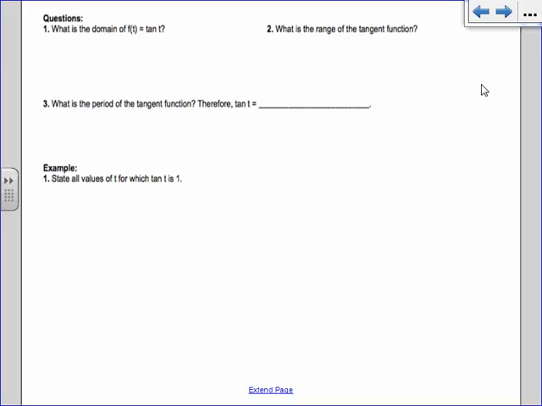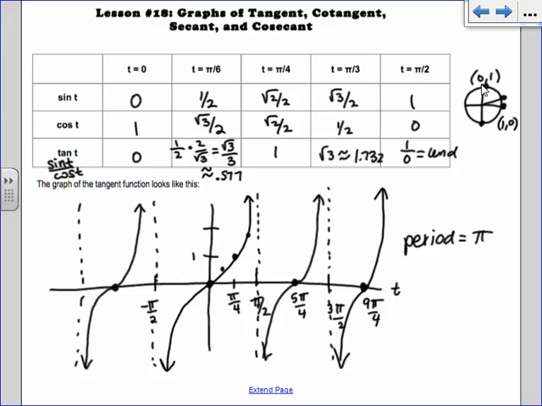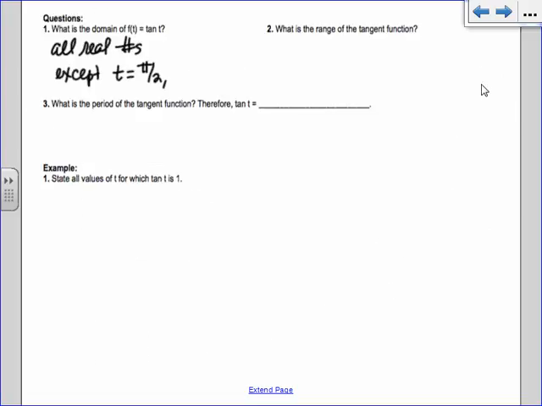So the domain of tangent ends up being everything except those vertical asymptotes. The domain is all real numbers except t equals pi over 2, and then if we add pi to it, we would have 3 pi over 2, and so on. We're not going to list out all of them, but we're going to use the same notation we used before: pi over 2 plus pi k, where k is an integer.